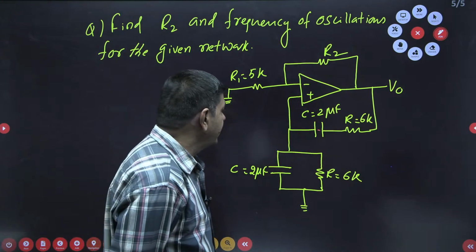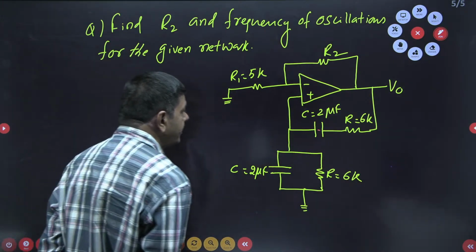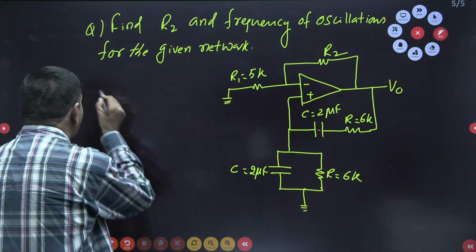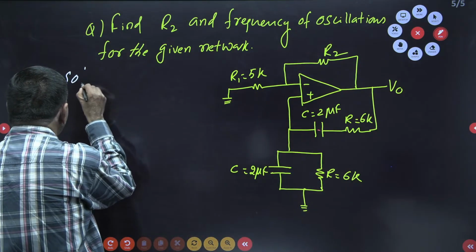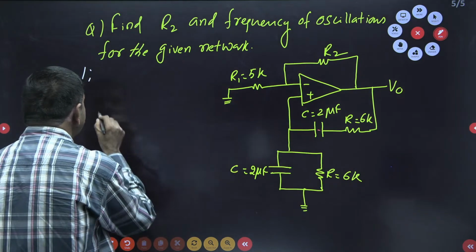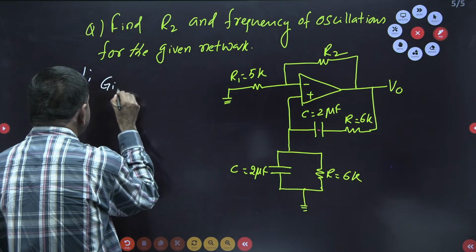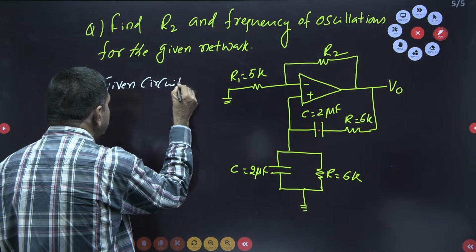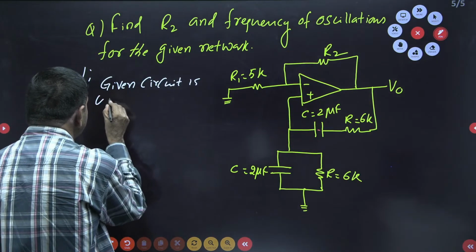But anyhow, how do we find R2 here? We know very well the relation between R1 and R2, which I gave already. It is a Wien bridge oscillator. The given circuit is a Wien bridge oscillator.